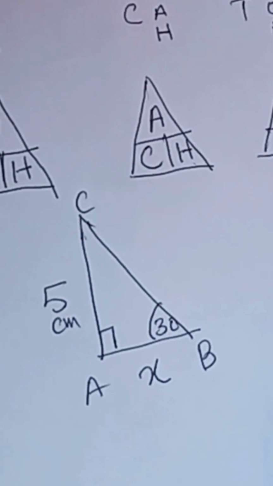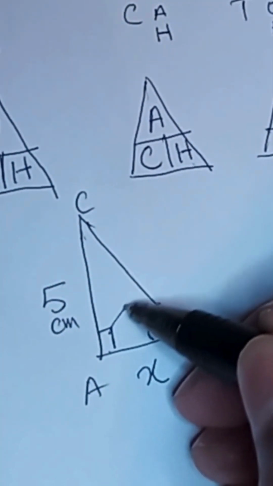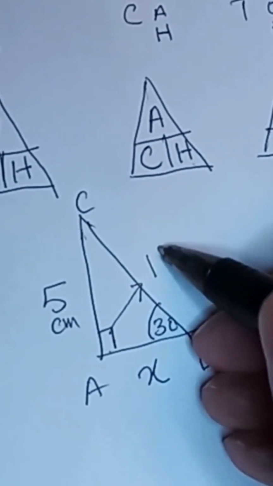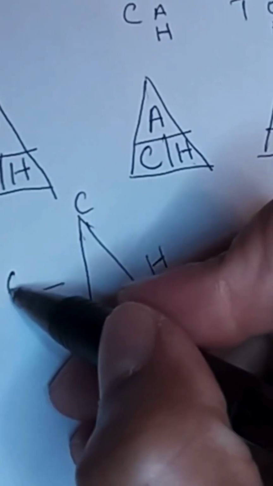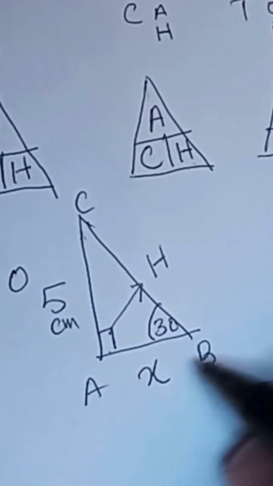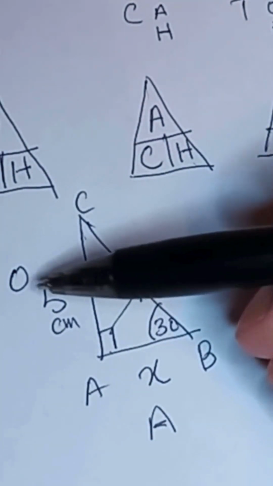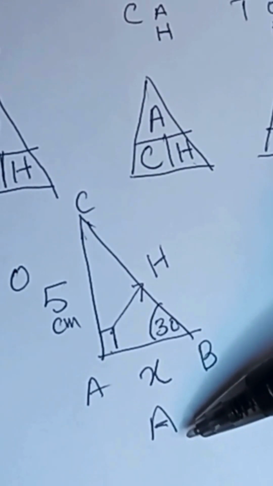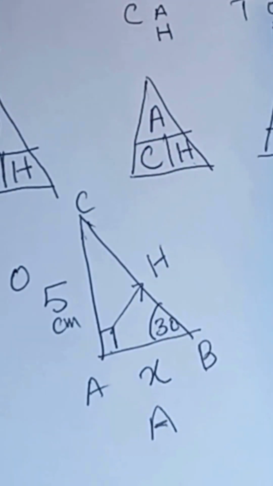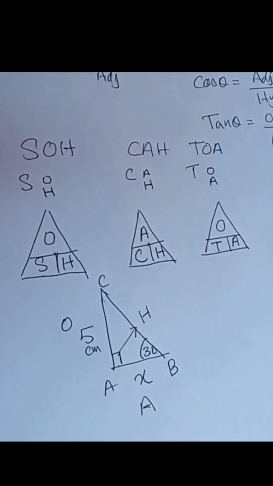So first of all, we're going to find out which side is hypotenuse. So opposite of 90 degree, that's called hypotenuse. And opposite of the angle, that's called opposite. And this side is adjacent. Okay, so we have been given opposite and we have to find out adjacent. So now I'm going to look at our SOH CAH TOA. So we need O and A. Which ratio gives us O and A?